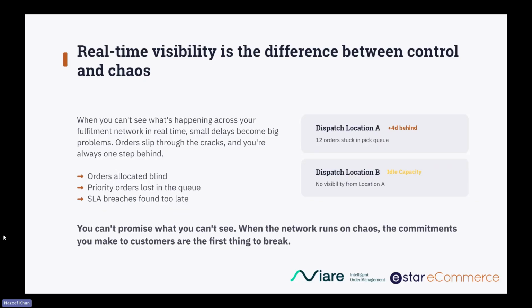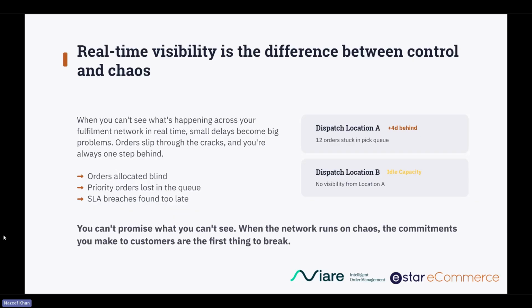Orders get allocated blind because nobody has the full picture of who is under pressure and who has room. Priority orders get lost in a queue, sitting behind everything else with nowhere to see them. And SLA breaches are found too late when the customer is already affected. We also noticed that some locations can be quite under pressure while others are sitting idle with capacity to spare. So there's no visibility across locations either.